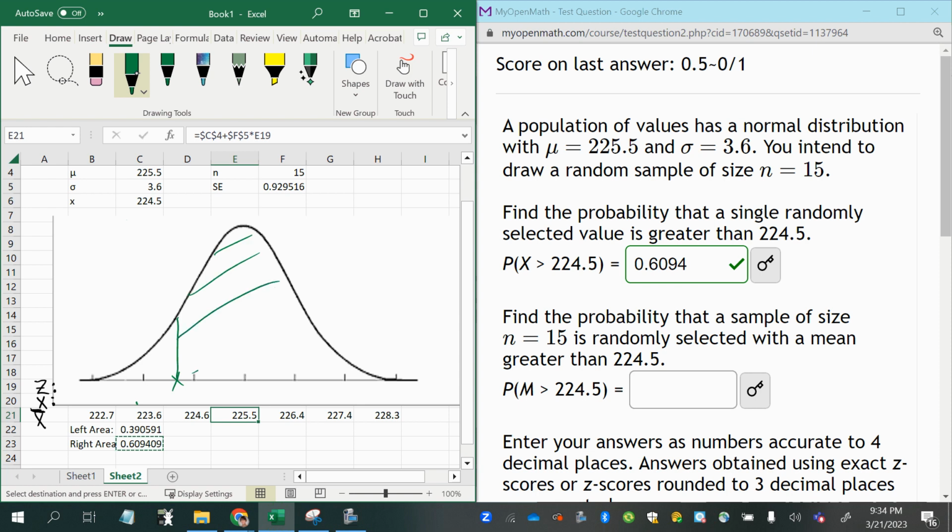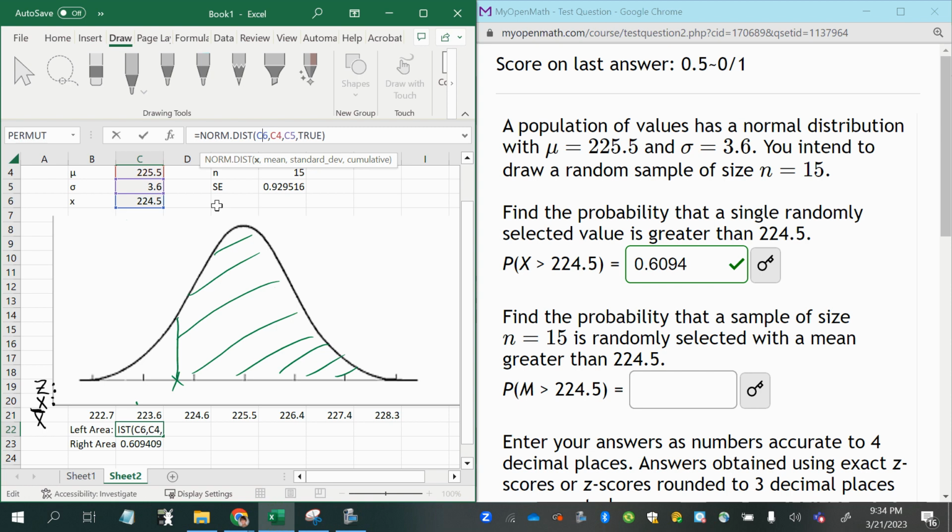So now the only thing I have to do is to change in my norm.dist from using the standard deviation in the third argument to using instead the standard error. Okay, so that's what I want instead. And now I have the answer, as you can see, a much higher probability of getting a mean in that range than getting a single individual random value in that range.